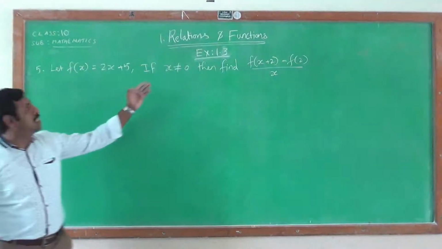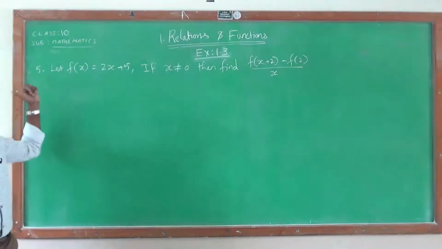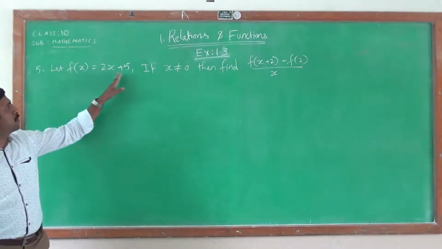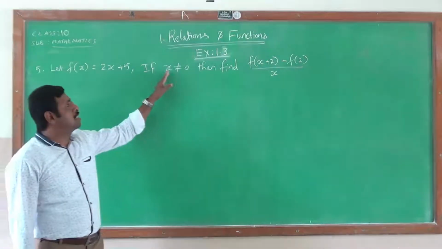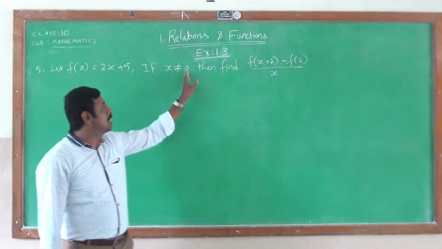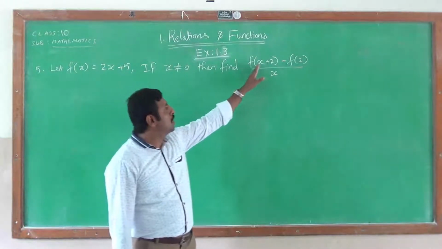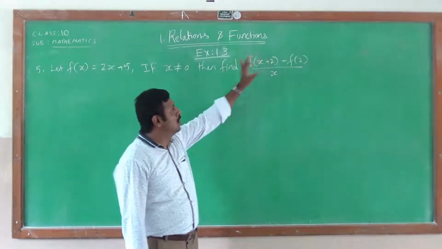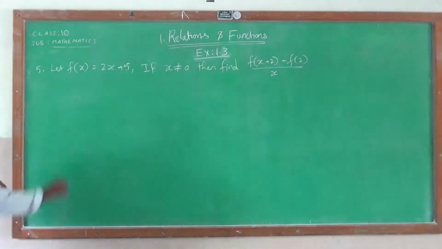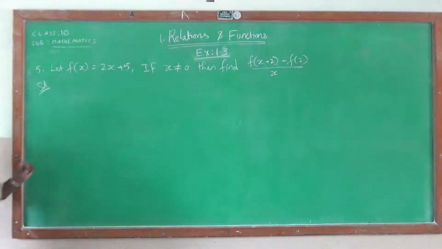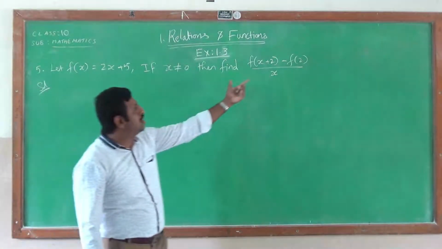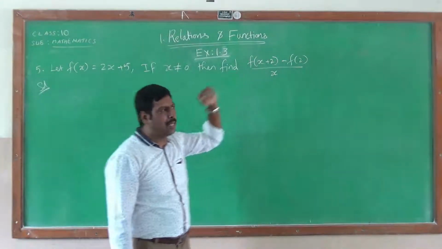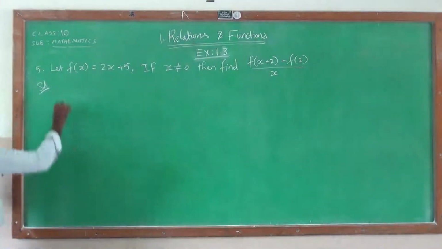Students, let's see exercise number 1.3, question number 5. First is the question. Let f of x, the function, be given as 2x plus 5. If x is not equal to 0, the condition, then find (f of x plus 2 minus f of 2) divided by x. We want to find out the value of the function, right? Solution. First we want to take the term f of x plus 2, and we have to find f of 2. Then we subtract and divide by x.